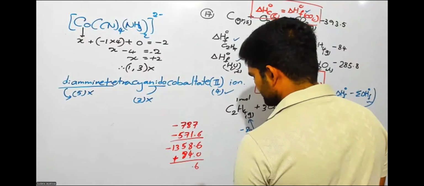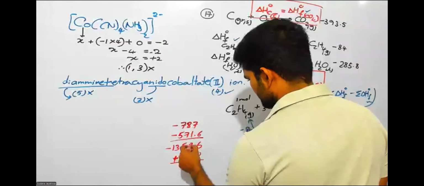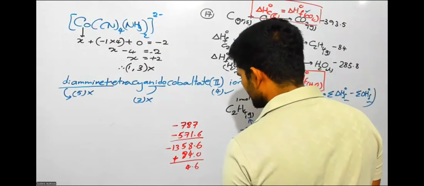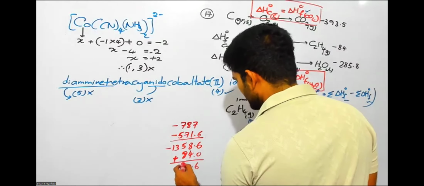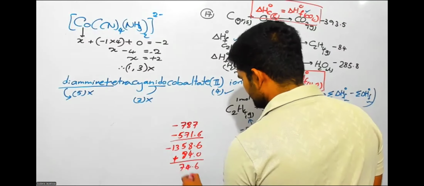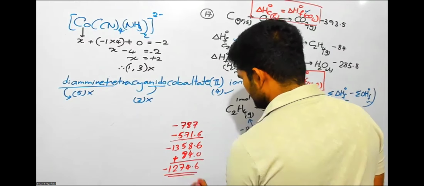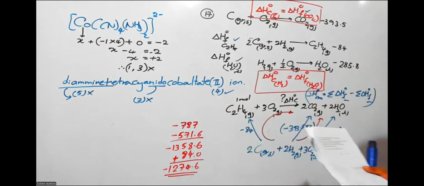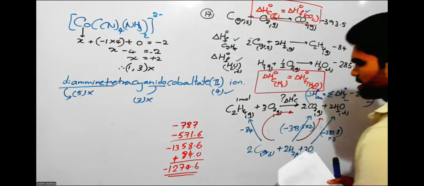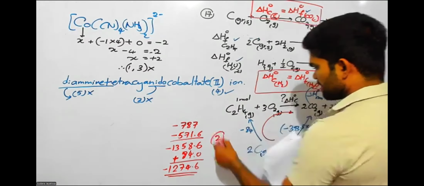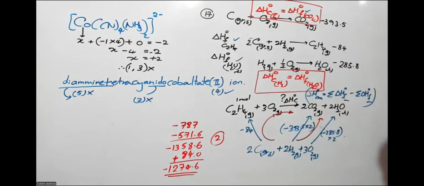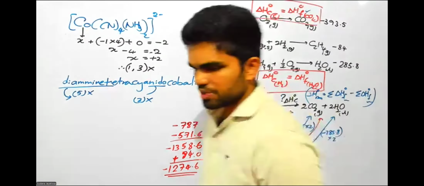And 15 minus 8, 7. 1274.6. Answer is answer 2. I saw some of you got this answer correctly. Understood that one?